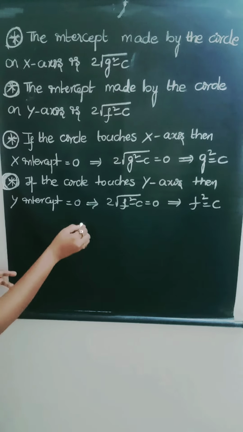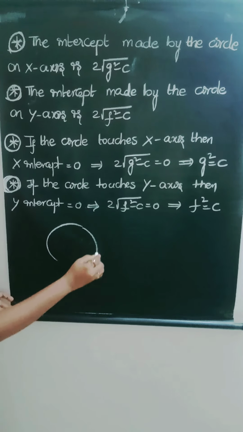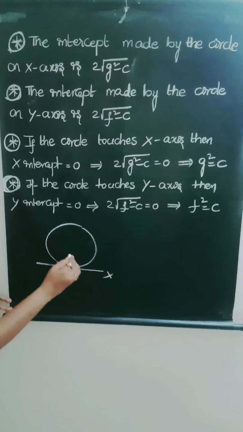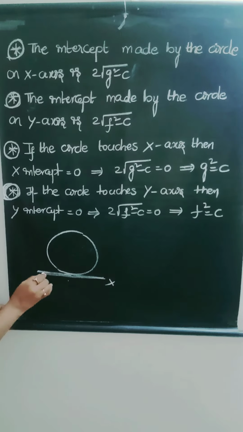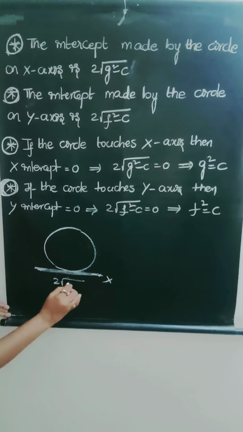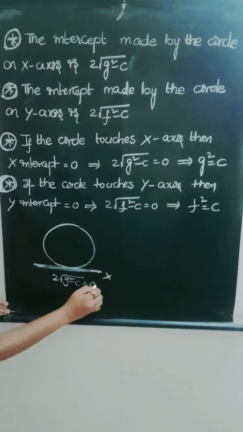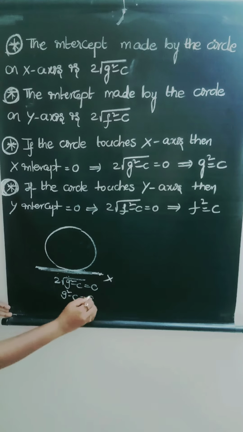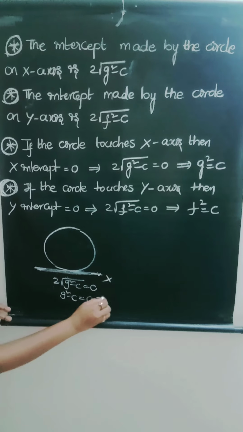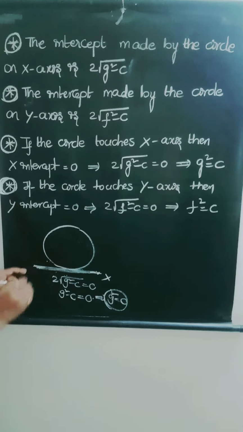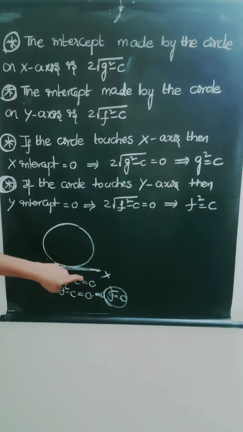Next, suppose the circle touches the x-axis. Then the x-intercept value becomes 0. That is, the x-intercept value 2 root g square minus c is equal to 0. Then 0 by 2 is 0, so g square minus c is equal to 0, then g square is equal to c. If the circle touches the x-axis, the x-intercept value becomes 0.